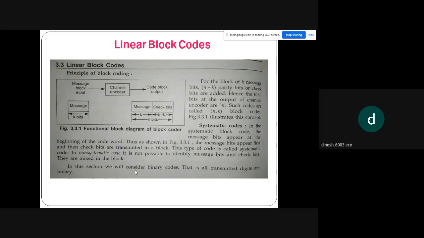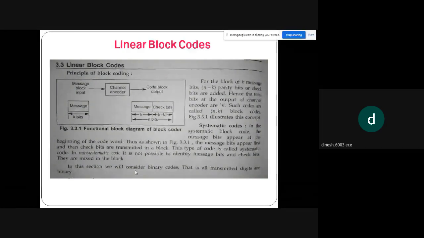This block coding principle will have codes (n, k), and there are two different formats for representing the block codes. One is systematic and the other is non-systematic. In systematic, the message will appear first, then the check bits, whereas in non-systematic, message and check bits will be mixed up in the same block. So it will be very difficult to identify which are message bits and which are check bits. That we call non-systematic.